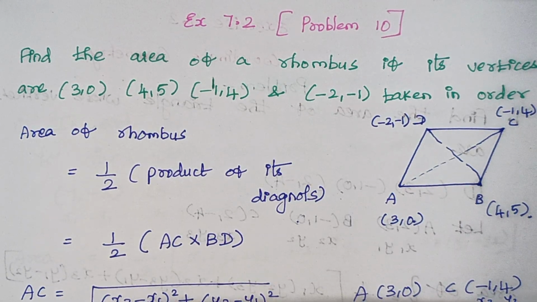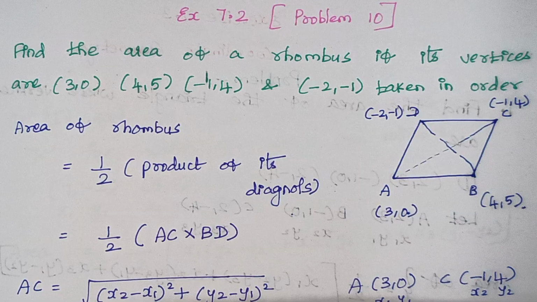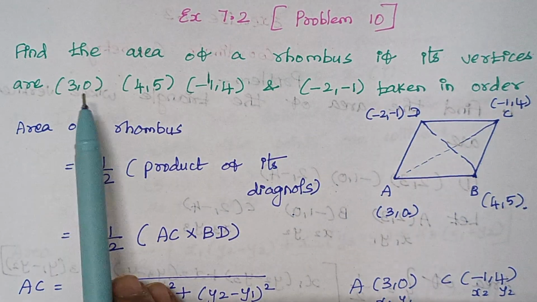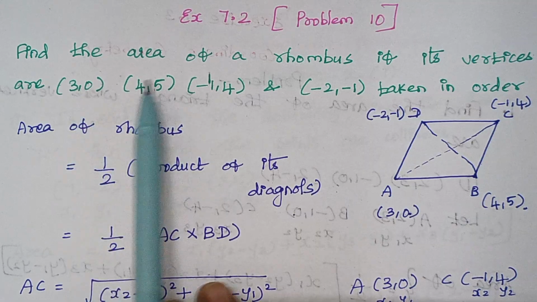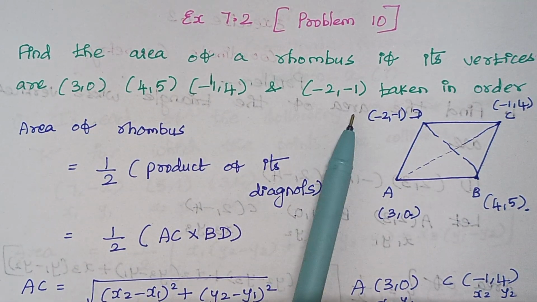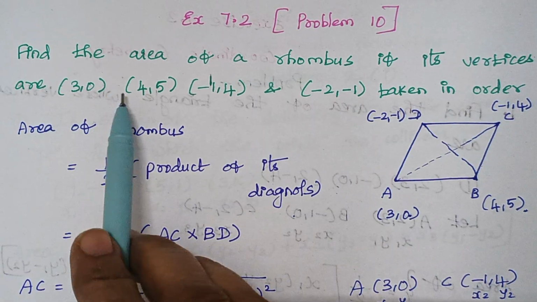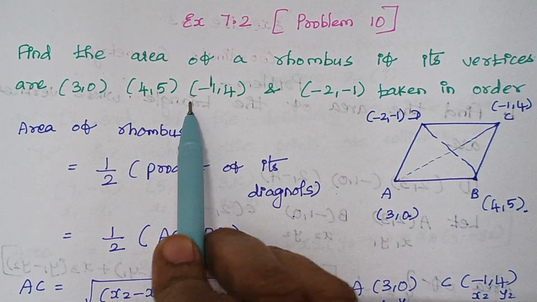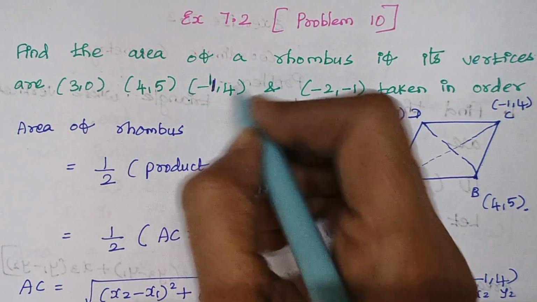So this is our last problem in exercise 7.2. Find the area of the rhombus if its vertices are given, taken in order. So we should take the vertices in this particular order, right? First draw a rhombus. Let this point be A, let this be B, let this be C and let this be D, right? So here the point is minus 1 comma 4.